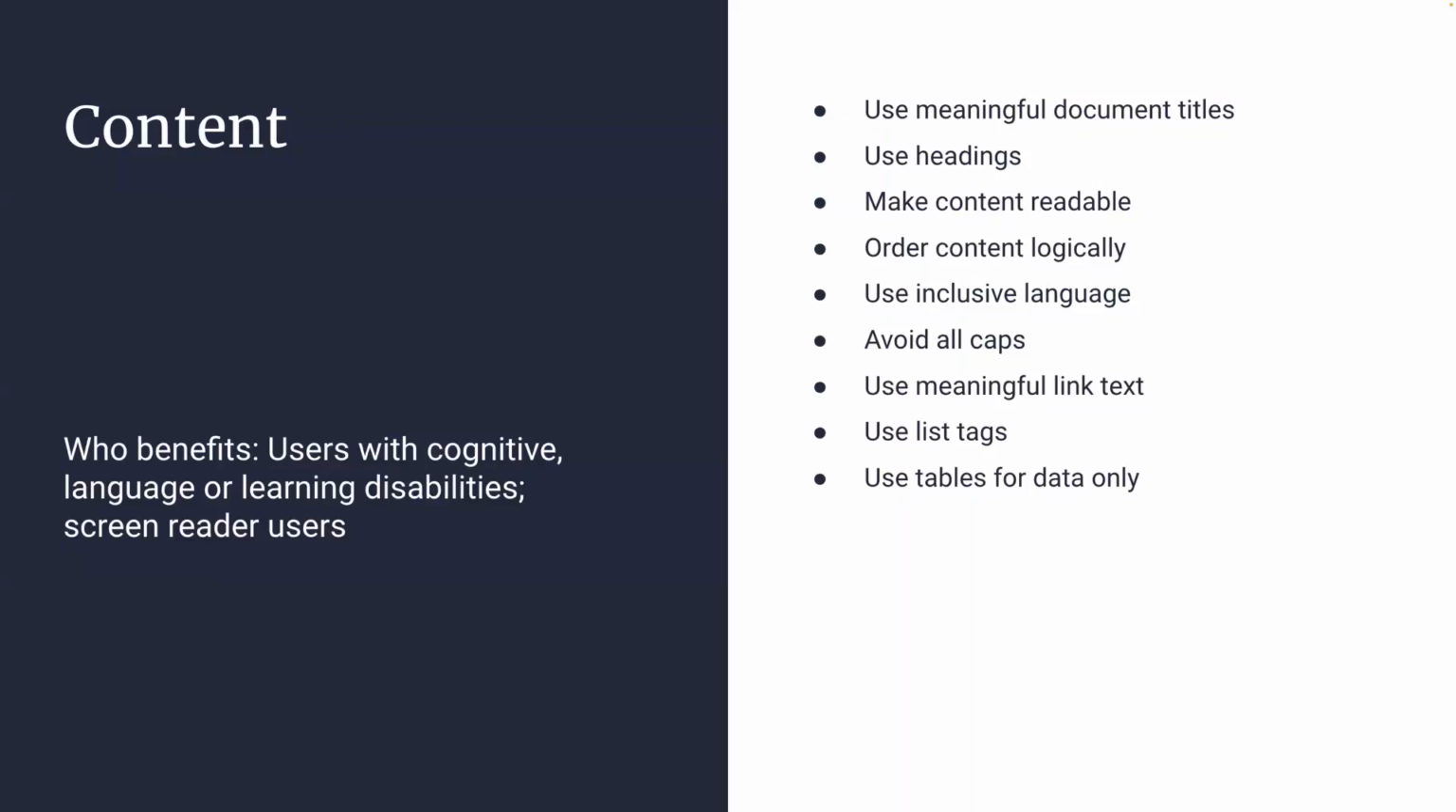Some assistive technologies allow users to jump from list to list. Screen readers announce ordered and unordered lists to the user, allowing the user to understand the relationship and structure of the information presented.